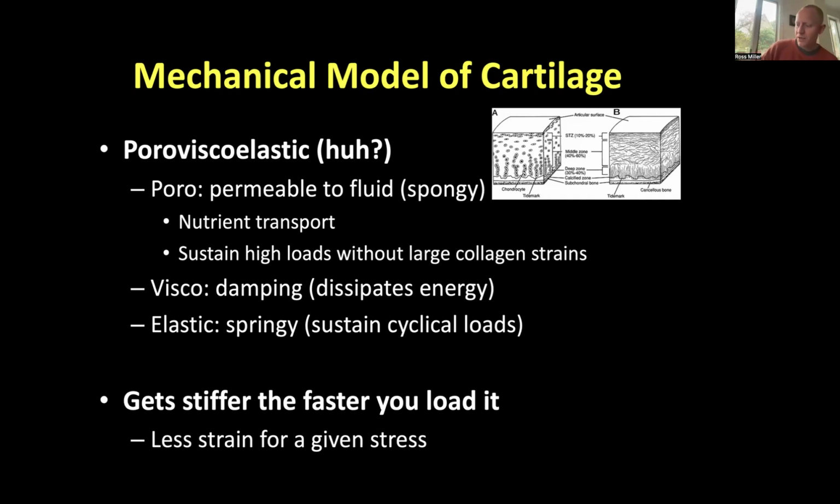So the overall macroscopic mechanical consequence of all this biphasic poro-viscoelastic business is that as you try to load cartilage faster, something like walking, where I'm loading it relatively slowly with small forces, versus running, where I'm loading it relatively quickly with large forces, as I load it quickly, it gets stiffer because I'm trying to push all this water out of the way faster and it stiffens up in response to that, such that I get smaller strains for a given stress.